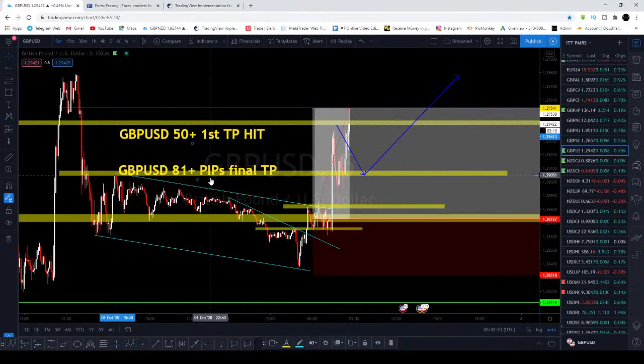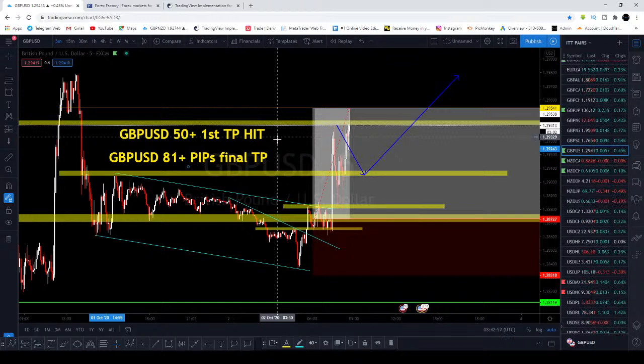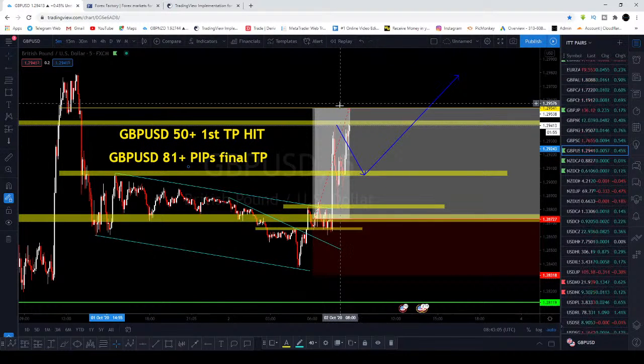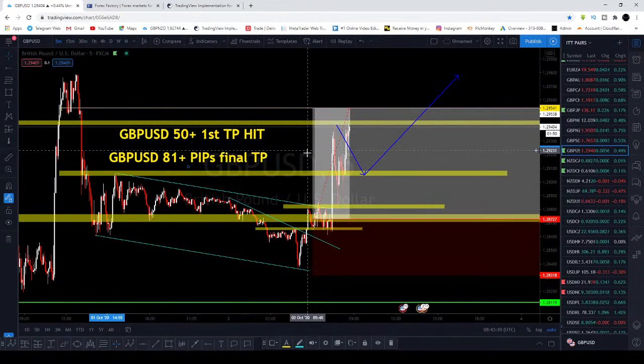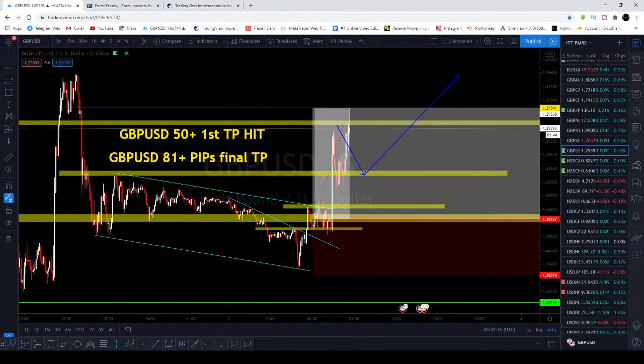So that's how we do things, man. Yeah, that's how we do it. There's no doubt about it. And you know, once you know what you do in the forex market, it is very simple and easy. So final take profit smashed on GBP USD for 81 pips, right? So that's it. And do you guys have any particular pair that you are looking at?